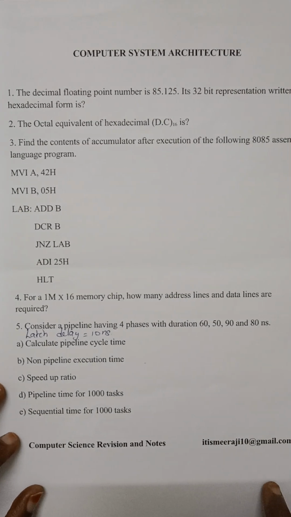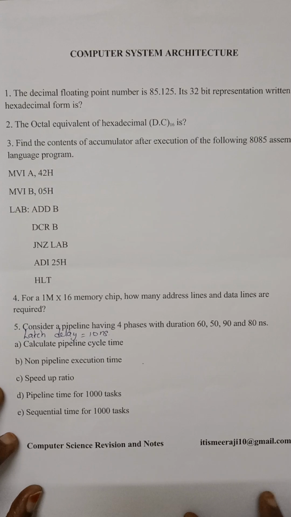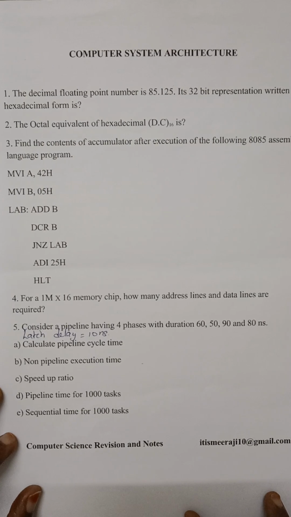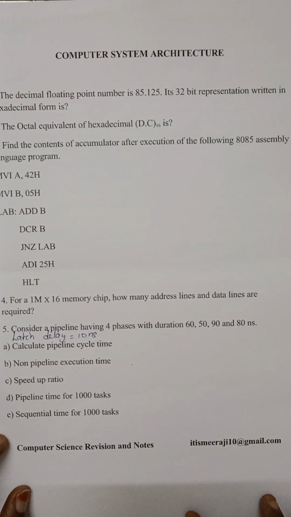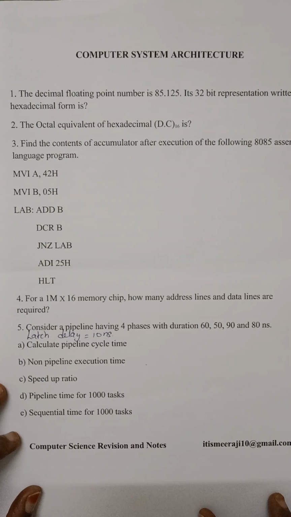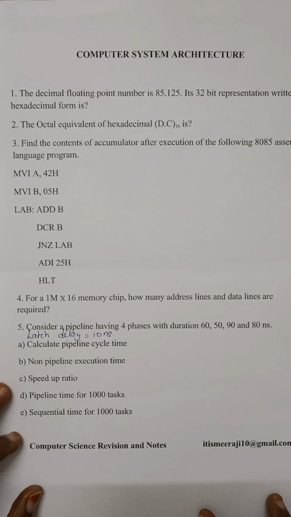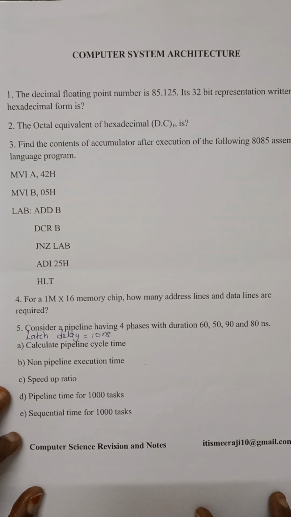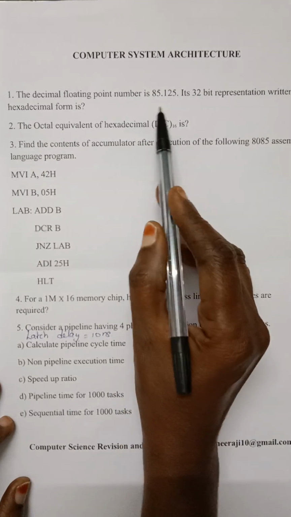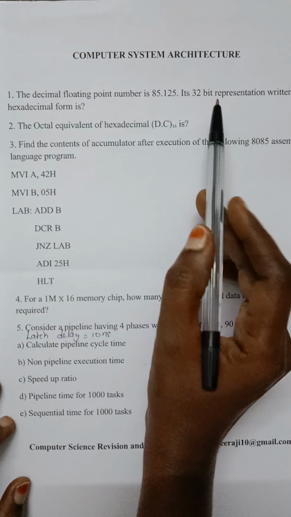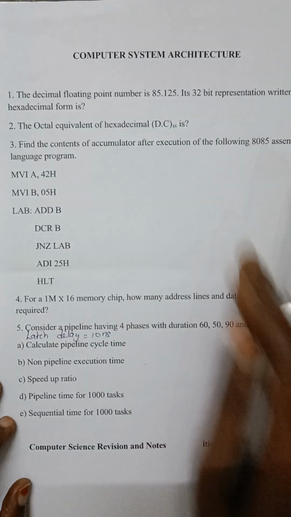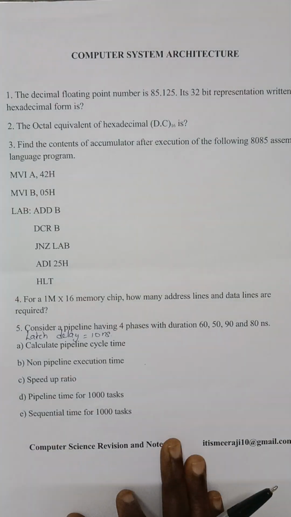So the first problem: the decimal floating point number is 85.125. Its 32-bit representation written in hexadecimal form is... So this is the question. They have given a decimal number, 85.125. We have to find its 32-bit representation and write it in hexadecimal form.